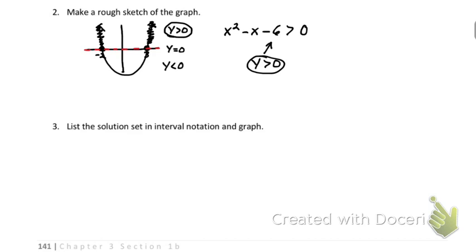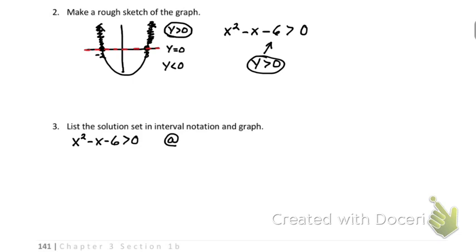Well, this is my output, so they're asking what is my input? What x values match up with those values? So we're going to go ahead and list that solution set down here. So if I'm given x squared minus x minus 6 is greater than 0, my solutions, so that happens at, and we're going to use interval notation.